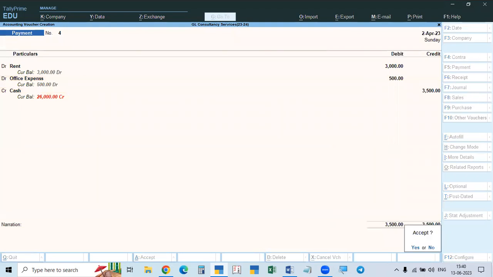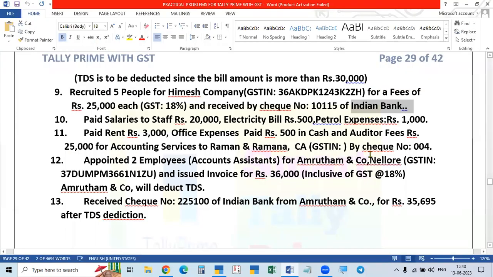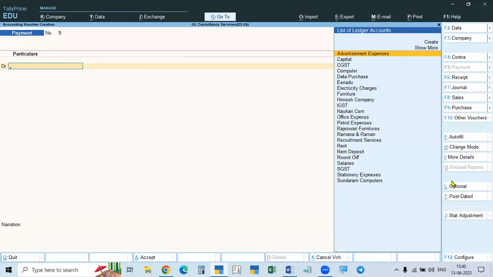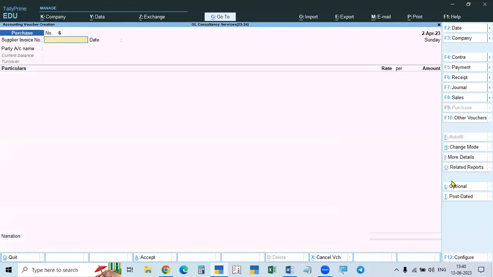So expenses paid. There is one more thing here. And this is paid in cash, and auditor fees of 25,000 rupees for accounting charges to Ramana and Raman. Ramana's GST number, yeah, is not there. Okay, check number 4. So we paid the auditor fees. Payment of auditor fees is also a service. It is purchase of service because we have to pay GST also.